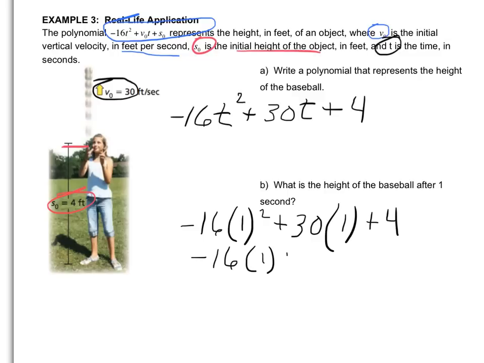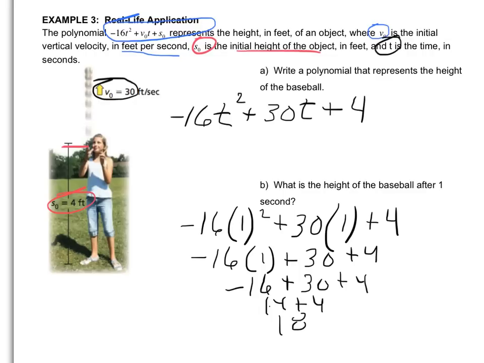1 squared is still 1. 30 times 1 is 30. Then I can get negative 16 plus 30 plus the 4. I get 14 plus 4. And 18 feet will be where the ball is after 1 second. Now obviously, depending on what we are trying to find, we could say we want to know after 2 seconds, we want to know after 3 seconds. Whatever we want to know, we can use this model to help us figure out the situation that we are looking at.